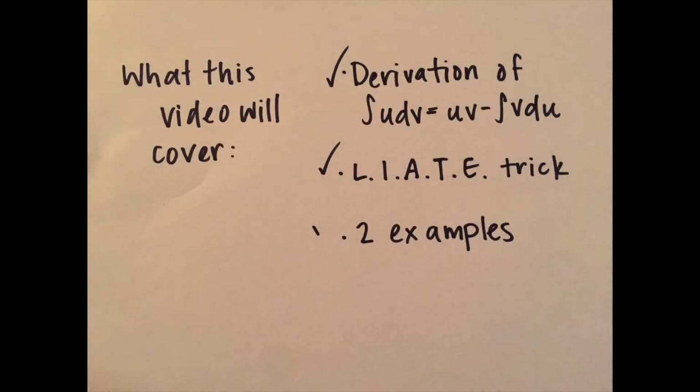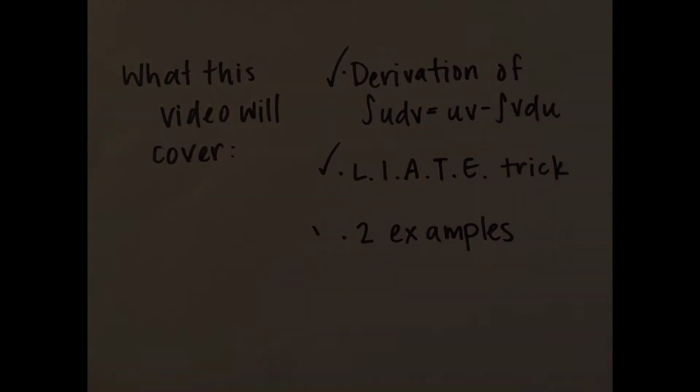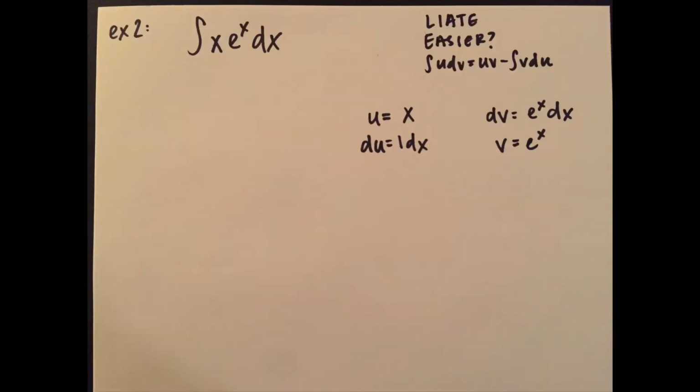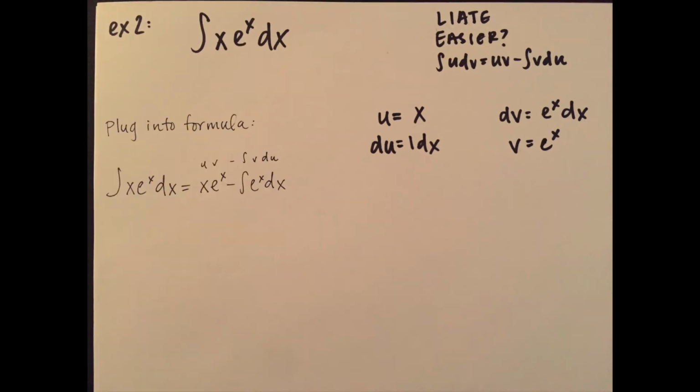One example down, let's get into number 2. So for example 2, we have the integral of x times e to the x dx. In the corner we have our tips and tricks. We are going to determine u, and in this case we have an algebraic function, which is x, and x does get simpler, so we're going to use x as u, and our dv is going to be e to the x dx, making our v just e to the x, because that's a really easy one.